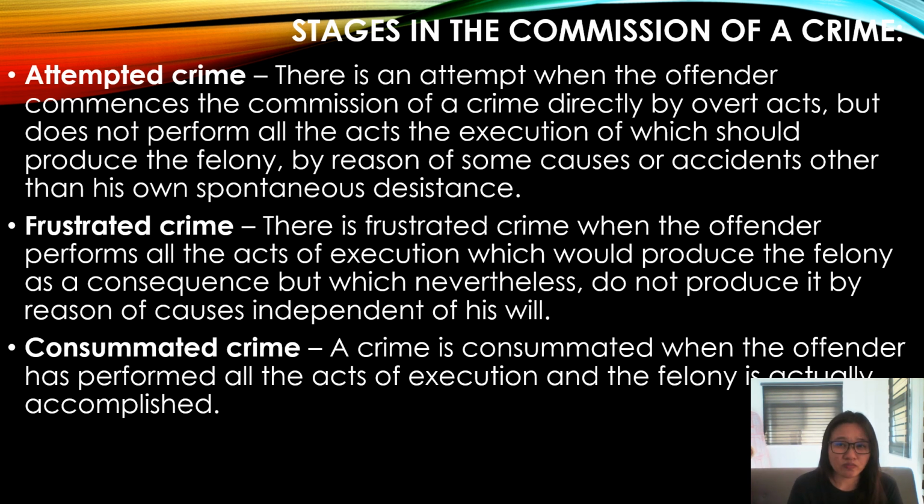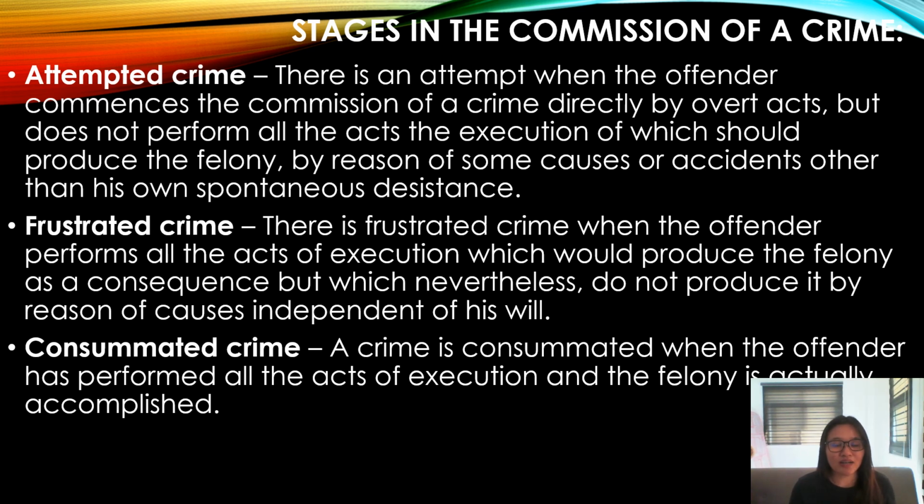Next, we have stages in the commission of a crime. Sabi ko nga, stages: attempted crime, frustrated crime, and consummated crime. So, attempted muna tayo. There is an attempt when the offender commences the commission of a crime directly by overt acts, but does not perform all the acts, the execution of which should produce the felony by reason of some causes or accidents other than his own spontaneous decision.